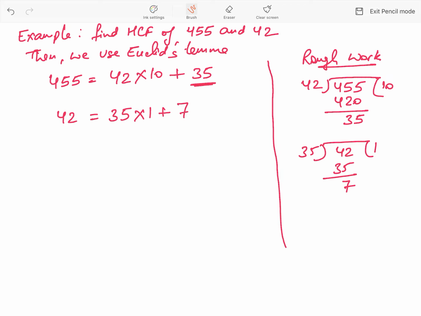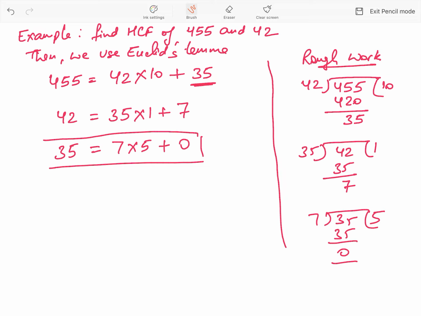So now again we have to continue the process with the next step, that is having 35 as dividend and 7 as divisor. Now 7 into 5, we can clearly see that 7 into 5 we will get 35 and the remainder will be 0. So this was the last step because we got 0 in the remainder. So we cannot proceed any further.